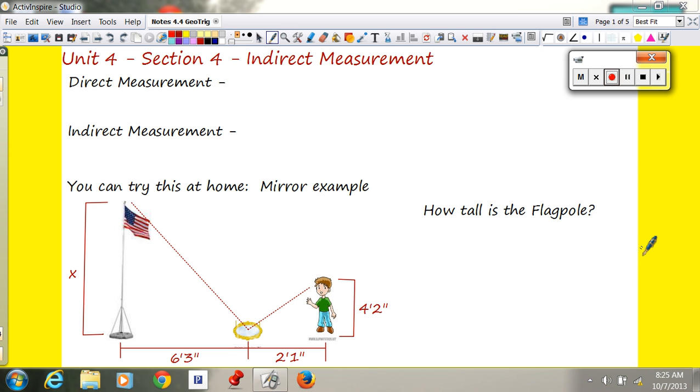All right, section 4 in unit 4. This is 4.4. We're talking about indirect measurement. And we did that on our starter today. I don't know if you realize that.